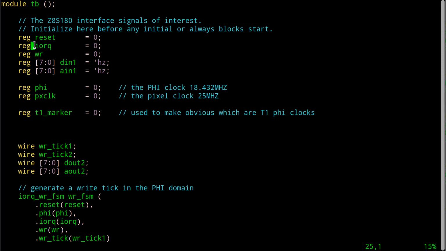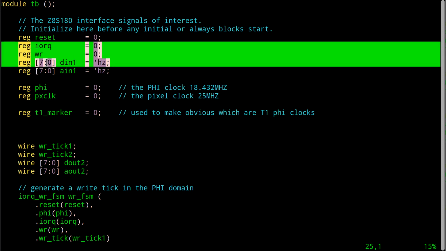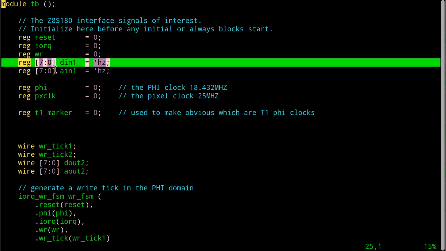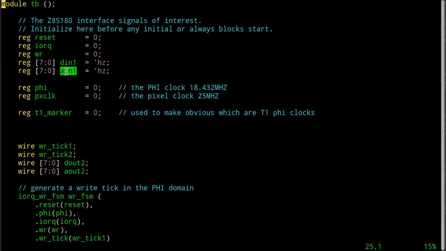We're going to start out. Here's my IO rec, my write, my data bus that I'm going to use as an input in this scenario, and the address bus that I'm going to use as an input in this scenario. Now, the Z80 is an 8-bit data bus. I'm only caring about input in that it is an input into the FPGA, logically speaking, from the CPU, which is externally to this. So I think of that as an input data bus for the purpose of this test bench, as well as the address.